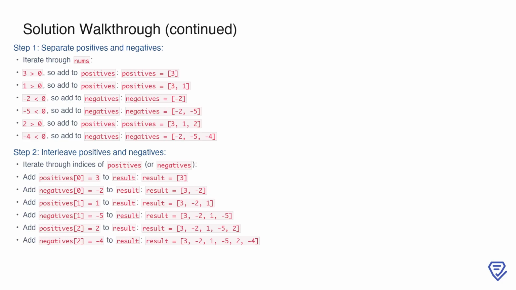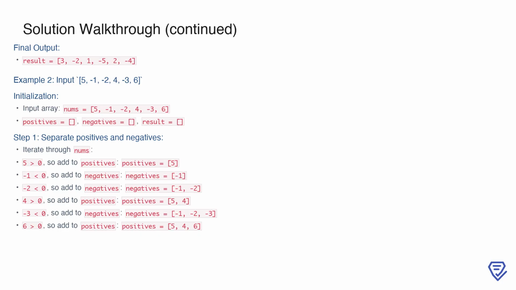Now that we have our two lists, the next step is to combine them in an interleaved manner. We take turns adding one positive and one negative number to the result list. Starting with the first positive number, 3, we add it to result, making it 3. Then, we add the first negative number, -2, updating result to 3, -2. This alternating process continues until all numbers are added, producing the final list, 3, -2, 1, -5, 2, -4.